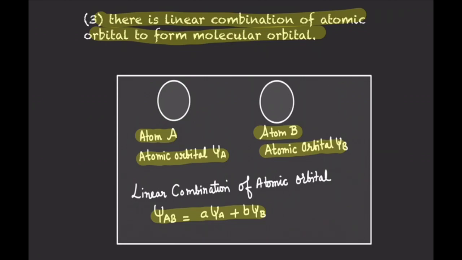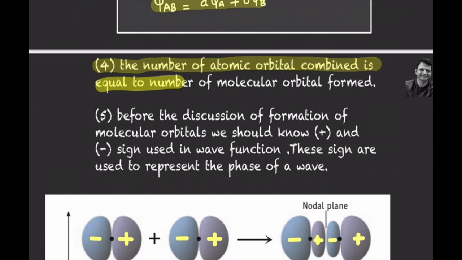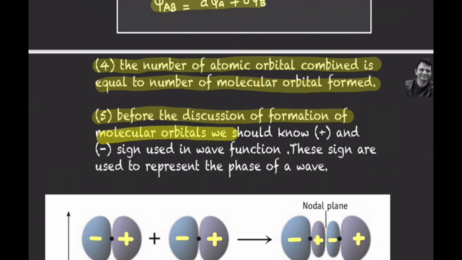Like if I am saying that the 1s orbital of one hydrogen atom and the 1s orbital of another hydrogen atom undergo linear combination, then there is formation of two molecular orbitals, a bonding molecular orbital and an anti-bonding molecular orbital. The fourth point is that the number of atomic orbitals combined is equal to the number of molecular orbitals formed. And the fifth point is that before the discussion of formation of molecular orbitals, we should know the positive and negative signs used in wave functions.